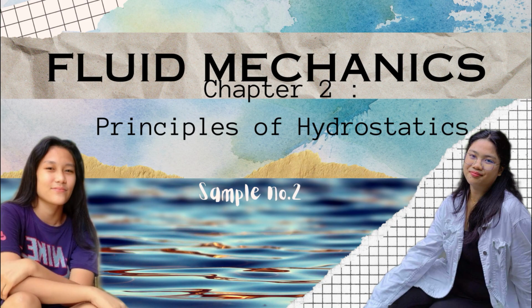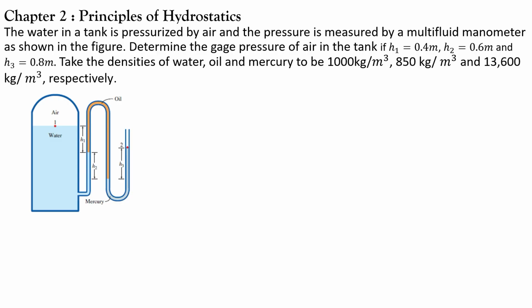Today we are going to solve a problem from the second chapter of fluid mechanics, the principles of hydrostatics. Now let's start. The water in the tank is pressured by air and the pressure is measured by a multi-fluid manometer as shown in the figure. Determine the gauge pressure of air in the tank if height 1 is equal to 0.4 meter, height 2 is equal to 0.6 meter, and height 3 is equal to 0.8 meters. Take the densities of water, oil, and mercury to be 1000 kg per cubic meter, 850 kg per cubic meter, and 13,000 kg per cubic meter respectively.